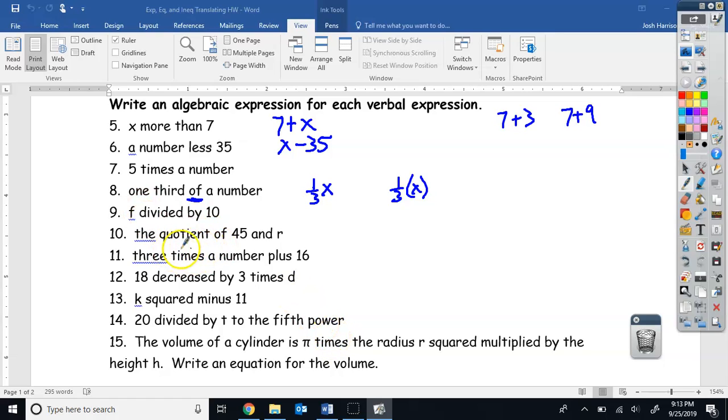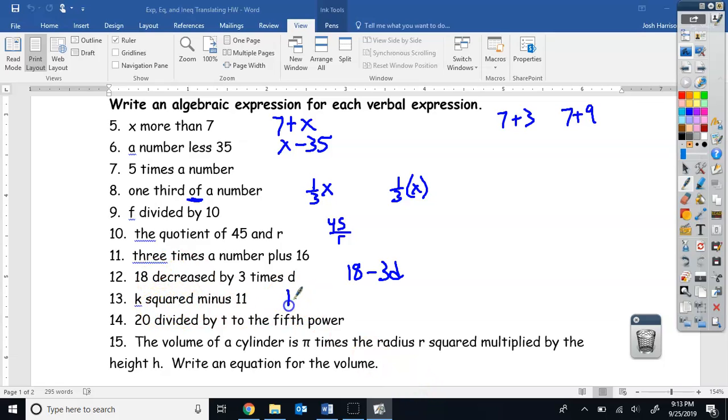The other one that people were asking about a little bit in class, the quotient, remember, means division. The quotient of 45 and R means 45 divided by R. Take a look at number 12. 18 decreased by 3 times D. So 18 is decreased by, or subtract, 3 times D. 3 times D would be 3D.